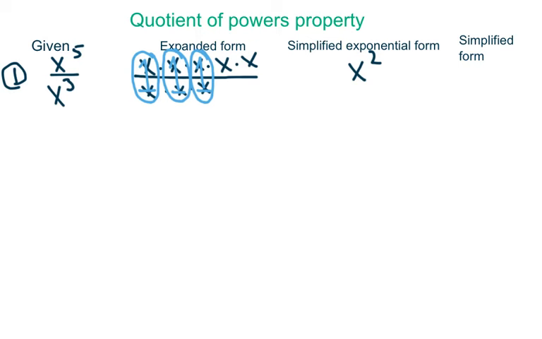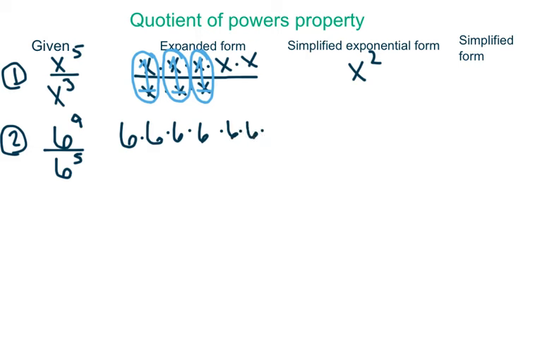Let's try another one. The next one is 6 to the ninth over 6 to the fifth. So if I write the expanded form, I would write out 9 6's multiplied together. Okay, and then the denominator is going to have 5 6's multiplied together.